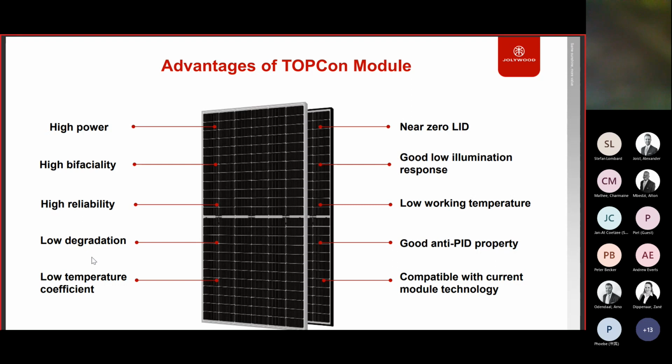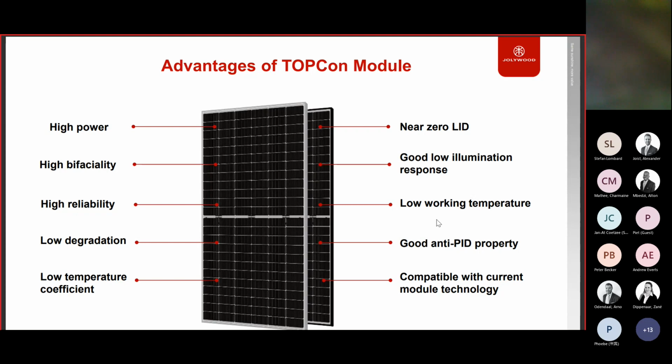values. And the next is the low temperature coefficient. Low temperature coefficient means that the module can generate more power under high temperature compared with P-type. And it also has very good low illumination performance and low working temperature.